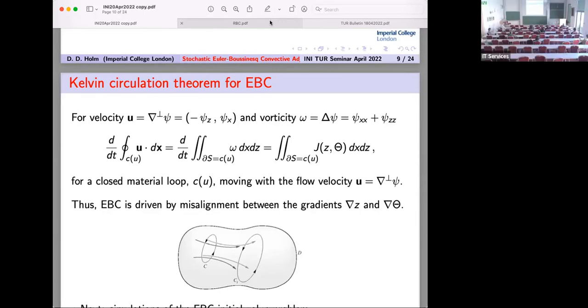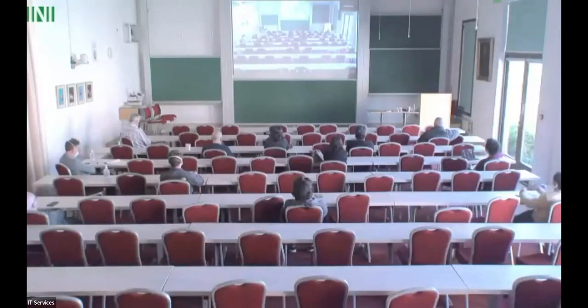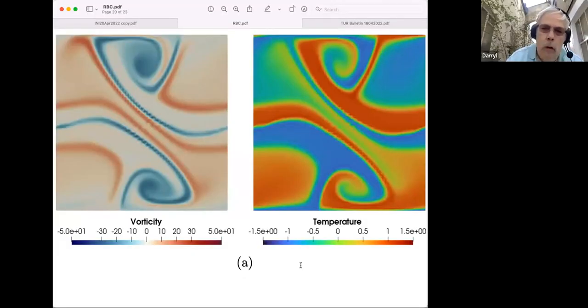We don't see the simulation. We only see the last picture, the Kelvin circulation theorem for EBC. Okay, so I'll switch to another frame. Maybe you should stop sharing and then share again whatever you need to show the simulations. Good, thank you, Idris.